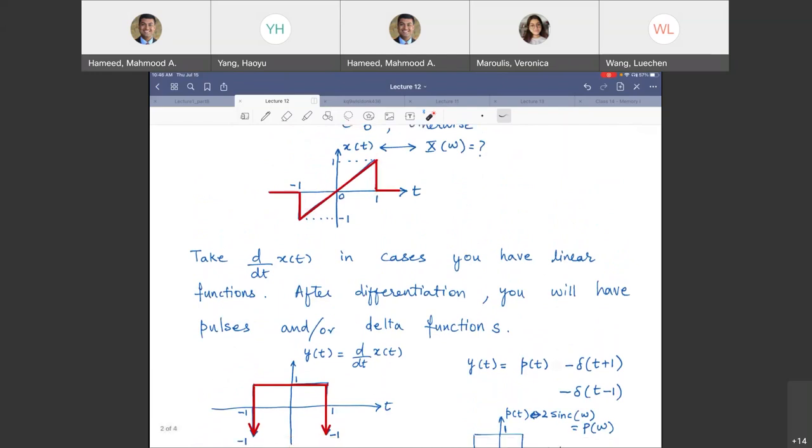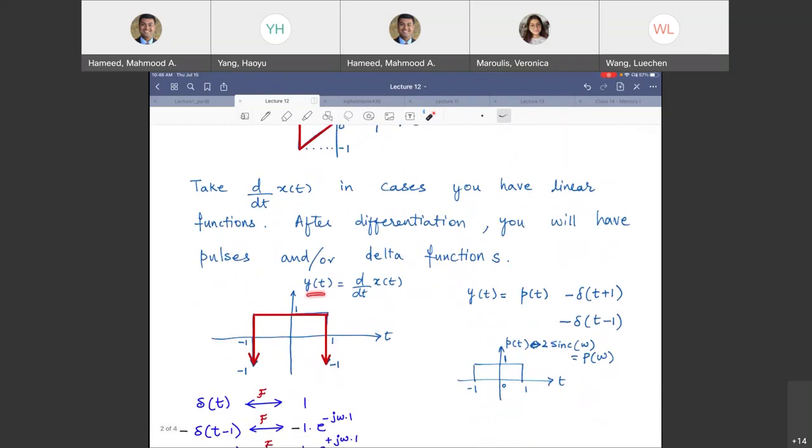So y of t can be written as what? p of t is your pulse minus delta of t plus 1. Where is this guy? This guy is right here, right? An impulse that has been advanced. Where is this guy? This guy is right here. An impulse that has been delayed. And then your p of t, of course, is p of t.